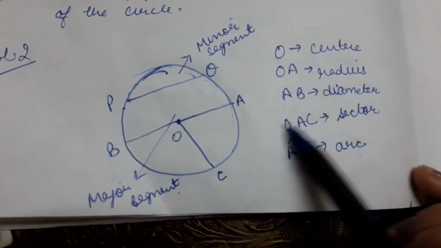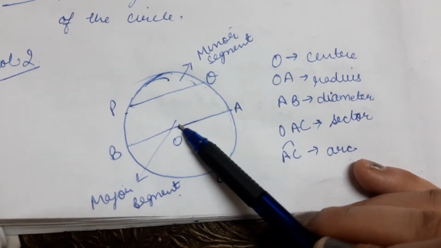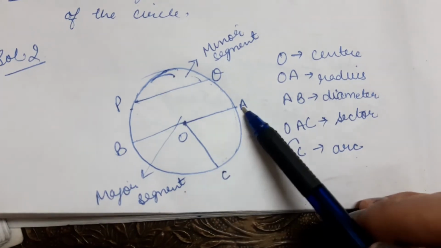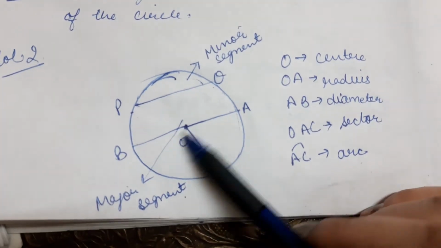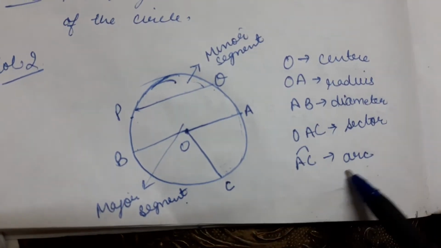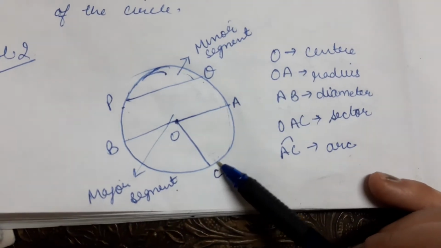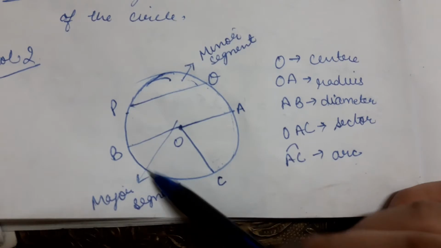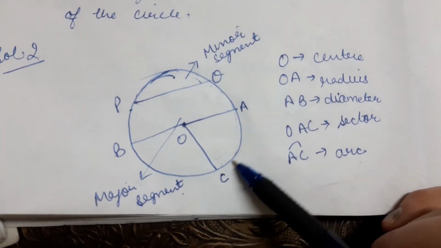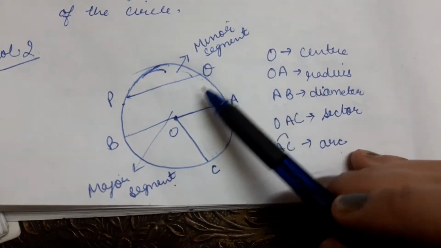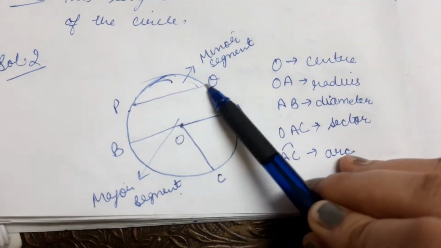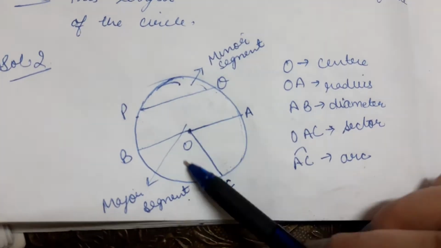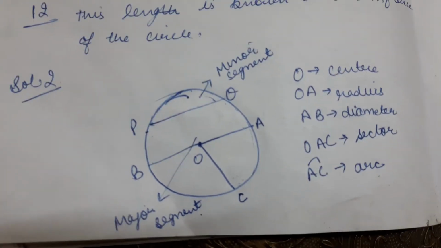Next is a sector. Sector is the region between two radii and the arc. So here OAC is the sector, or you can say OBC is also the sector. Next is an arc. An arc is like this, part of a circle. So AC is the arc, BC is also an arc. Segment. Now if I have the chord PQ, then the smaller portion is the minor segment and the bigger portion of the circle is the major segment.